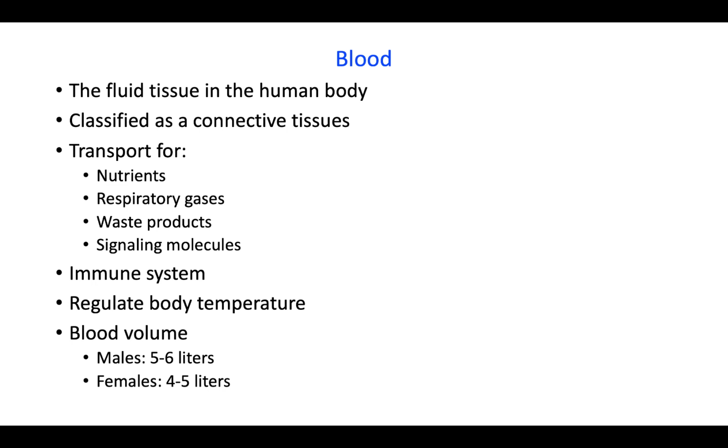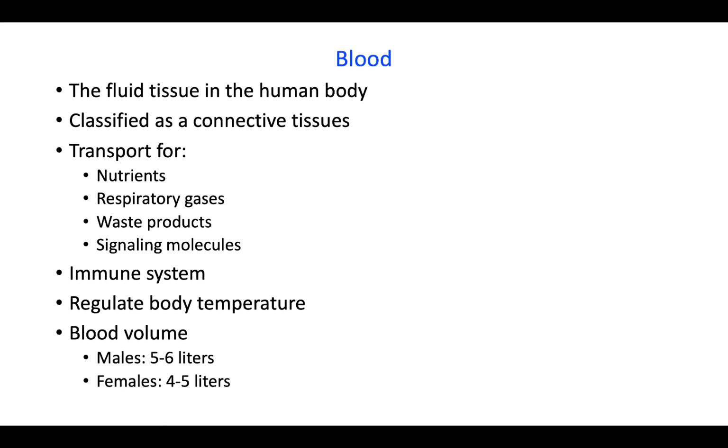Blood is the fluid tissue in the human body, and blood is a type of connective tissue. Blood consists of cells and cell fragments surrounded by a liquid matrix. Let's look at the function of blood. Blood transports gases such as oxygen and carbon dioxide, also transports nutrients from the digestive tract and waste products to the kidney for elimination.